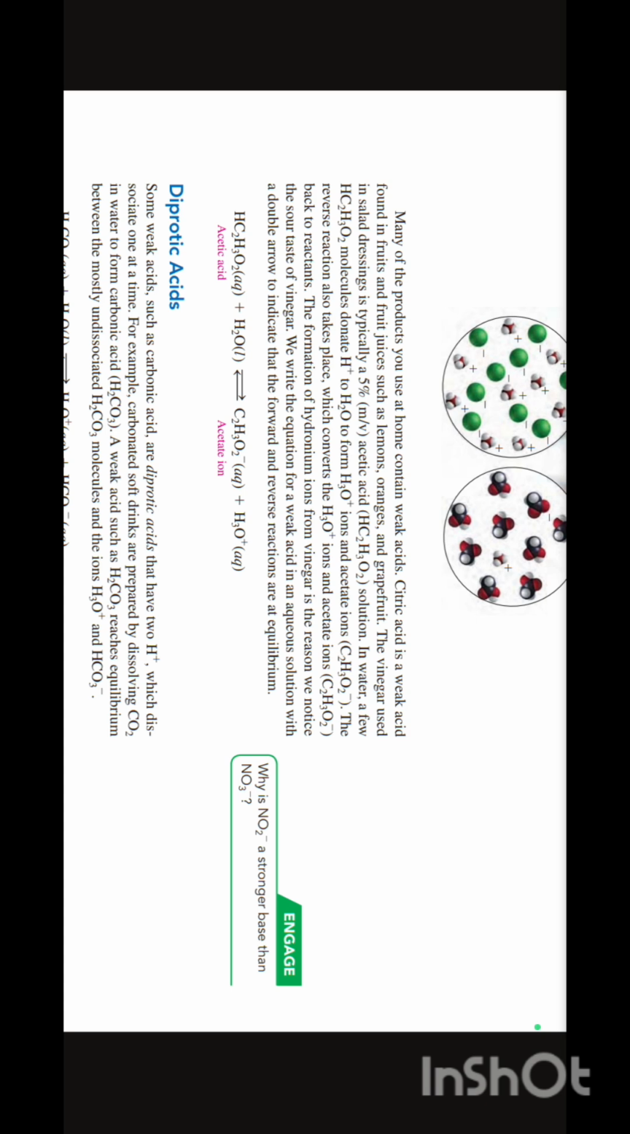HC2H3O2 molecules donate H+ to H2O to form H3O+ ions and acetate ions, C2H3O2-. The reverse reaction also takes place, which converts the H3O+ ions and acetate ions back to reactants. The formation of hydronium ions from vinegar is the reason we notice the sour taste of vinegar. We write the equation for a weak acid in an aqueous solution with a double arrow to indicate that the forward and reverse reactions are at equilibrium.